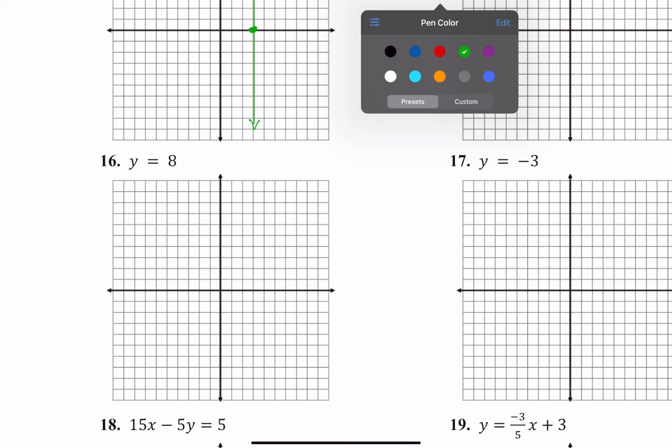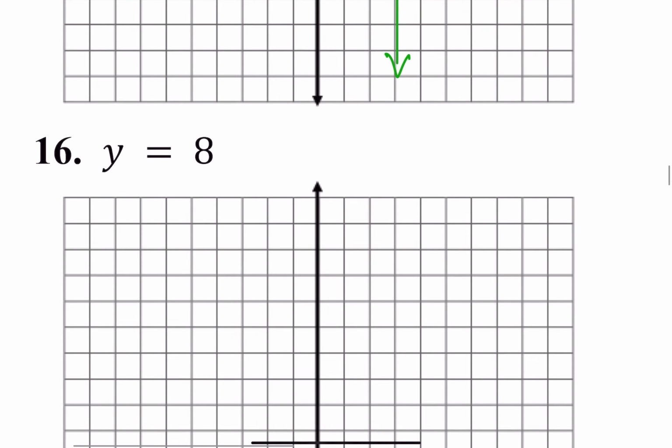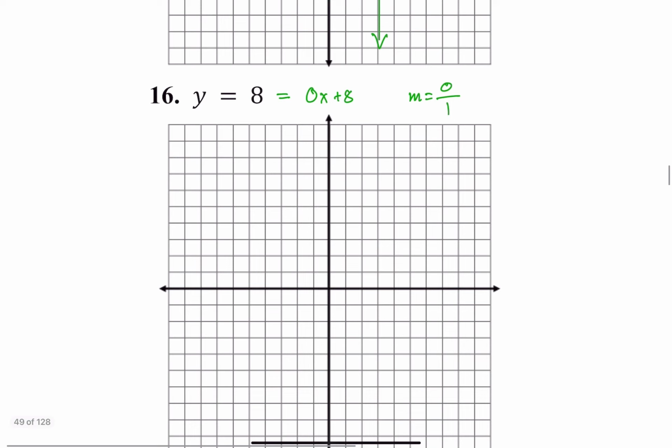In the case of 16, we're going to have y equal to 8. And again, if you think about what's really happening here, this is the same thing as 0x plus 8. So you can see our m here is actually going to be 0 over, I don't know, someone else's favorite number? 1. Thanks for keeping this small. There you go. So m could be 0 over 1. But the information we're given is that y is equal to 8. We're going to rise 0, run 1. So what we have right here is a horizontal line.